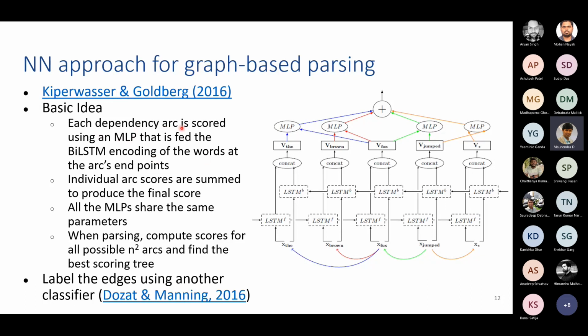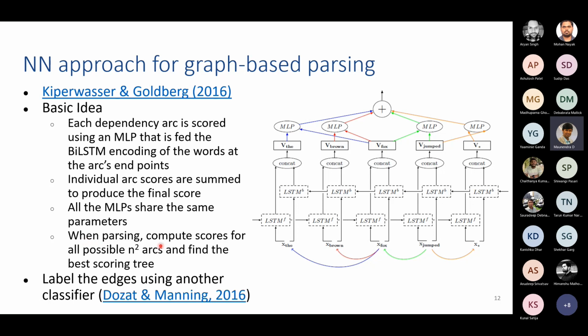Each dependency arc is scored using an MLP, and this MLP is fed what? The bi-LSTM encodings of the words at the arc's endpoints. This arc has two endpoints, and these are their representations. Now, individual arc scores are summed to produce the final score. So all these individual arc scores are summed to produce the final score.